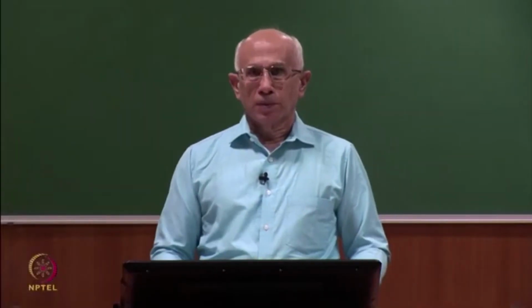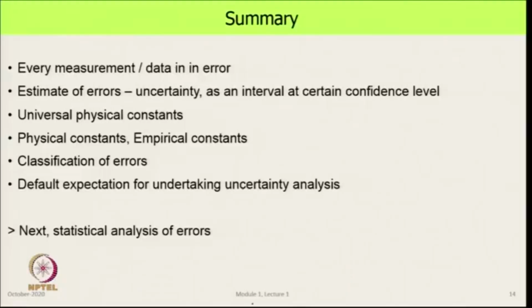So, we will conclude this lecture here and say that what we have learned today is that every measurement is in error, we cannot remove that, and because of that we cannot give an exact value to anything that we measure. We represent that parameter or the measurand with an uncertainty, which is an interval estimate, that is a range at a certain confidence level.